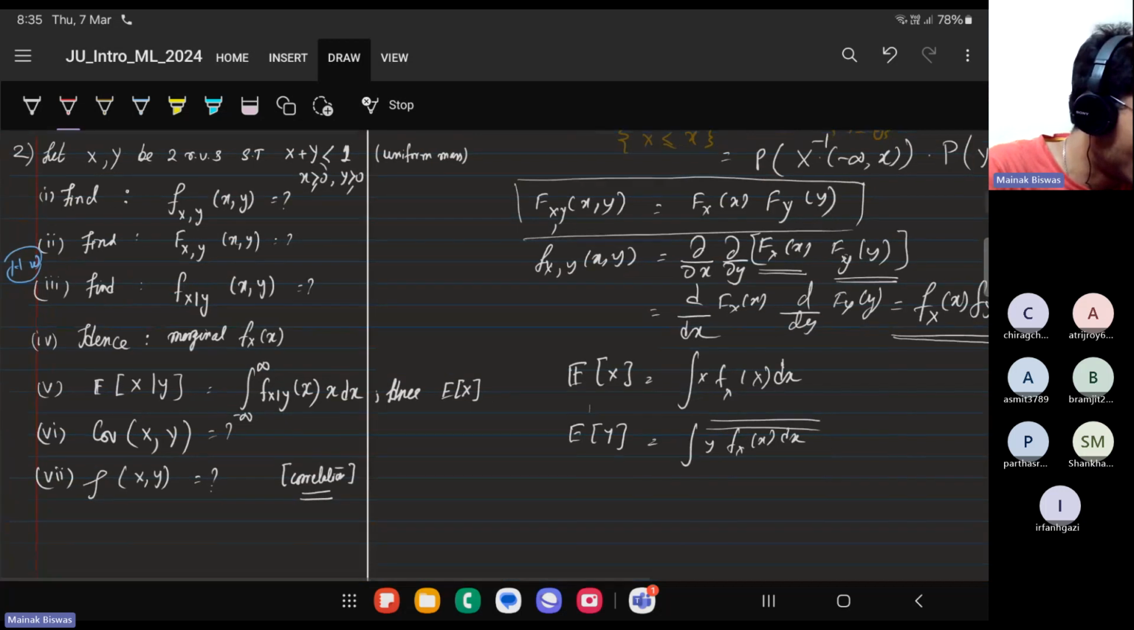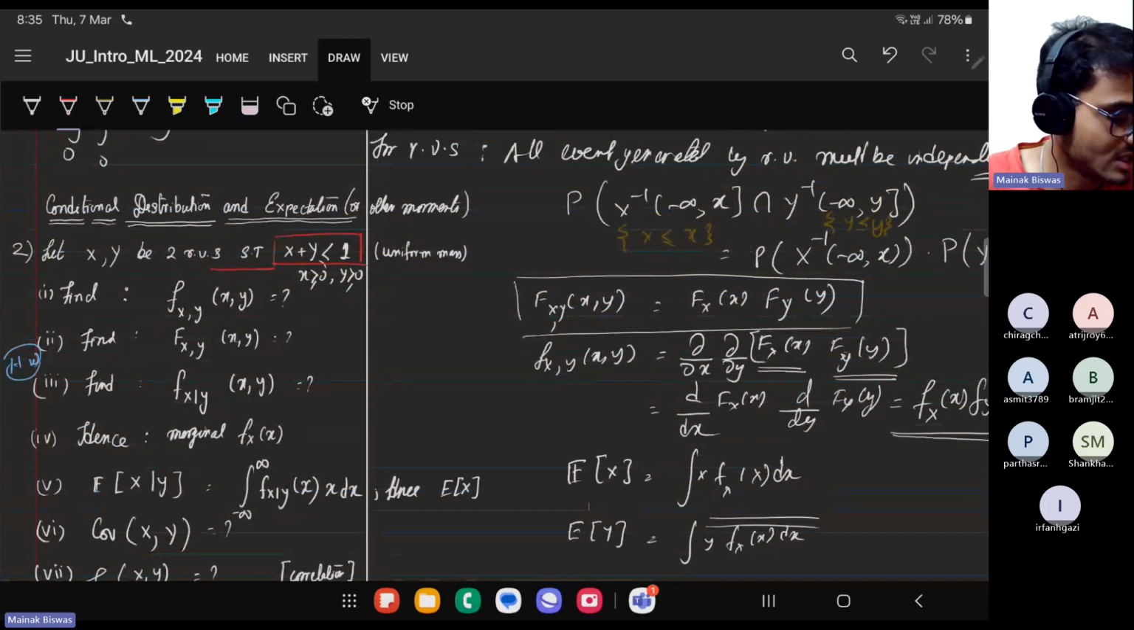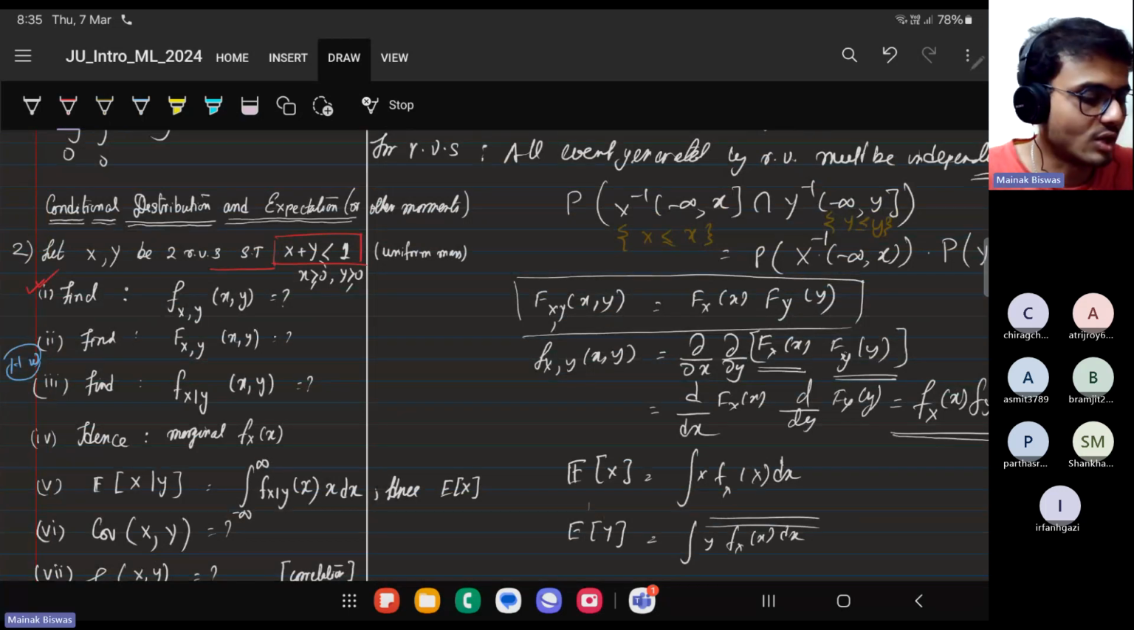The very first question is saying there are two random variables such that x plus y is less than or equal to 1, and x greater than 0 and y greater than 0. And you're told to find the PDF first. What will the PDF be?